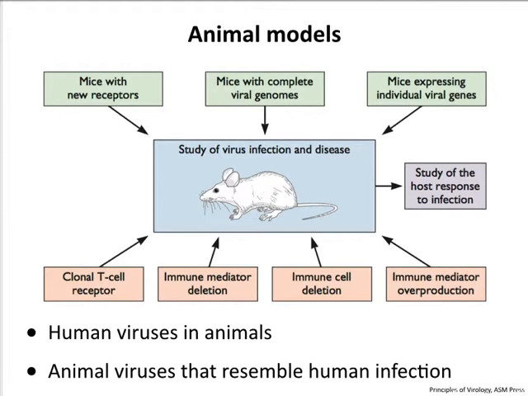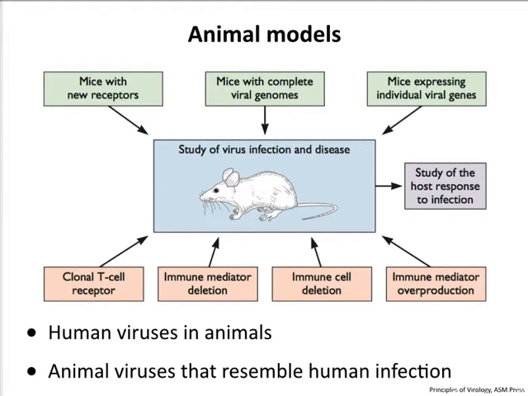There are many things you can do with mice. You can add receptors to them, I'll tell you about that in a moment, to make them be infected with a virus. Sometimes we put the complete virus genome in a mouse. We can make transgenic mouse, so we can add genes to the mouse. We can disrupt genes in the mouse. We can express individual viral genes. We can also manipulate the immune response.